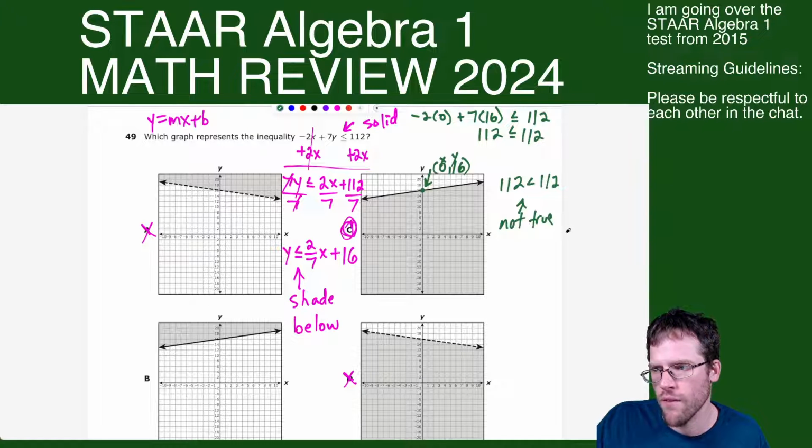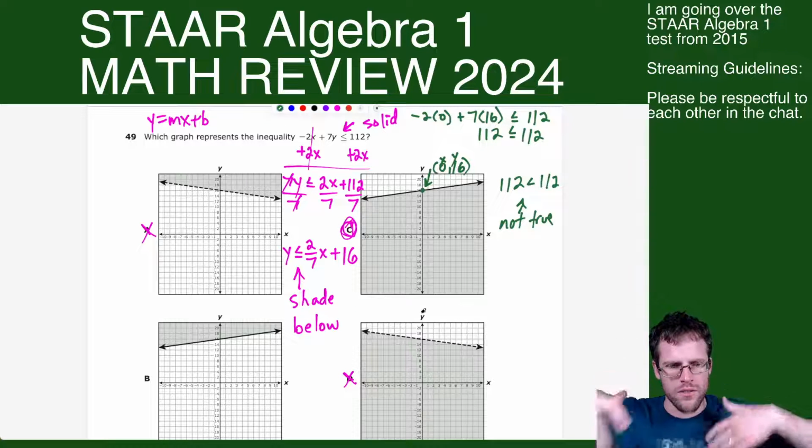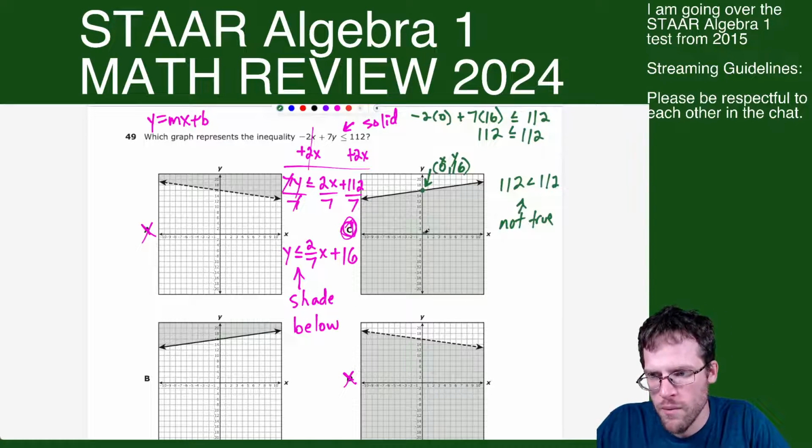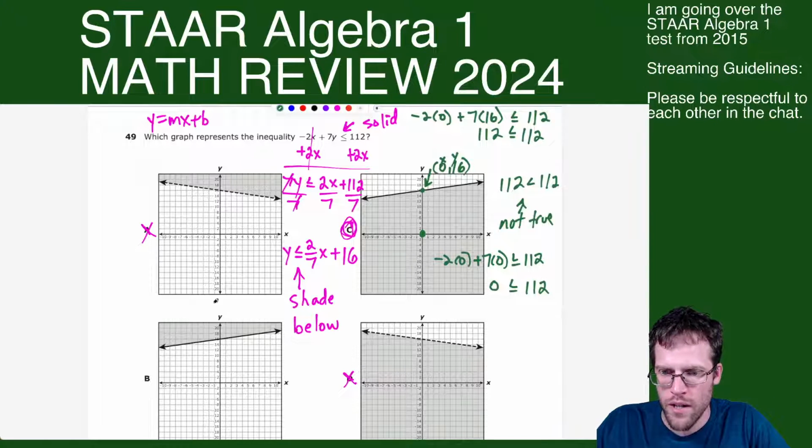So that's why you have to make the line dotted, because the points on the line do not count as points in the solution. That's how I remember it. Less than, under. But remember, you could always plug in a point too. If I plug in 0, 0, you see I would get -2 times 0 plus 7 times 0 is less than or equal to 112. When you plug in a point in the shaded section, it should make the inequality true. 0 plus 0 is 0, and 0 is definitely less than or equal to 112. So that's why it's not B. Definitely C.